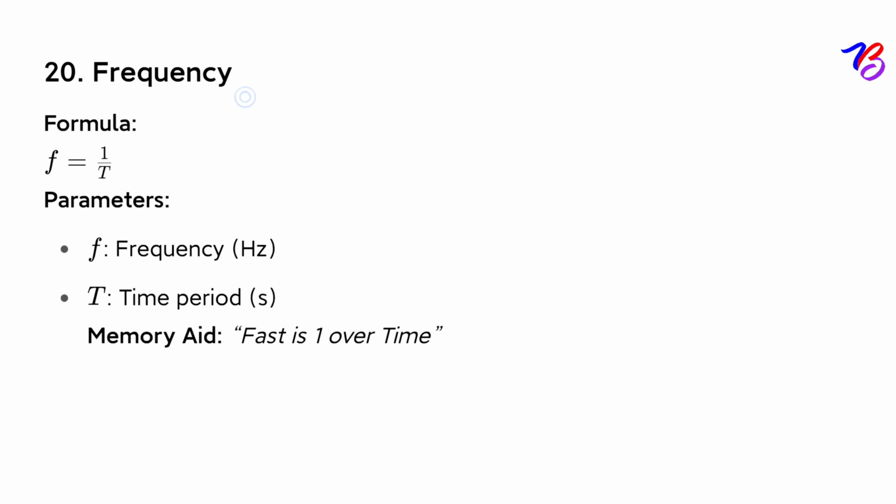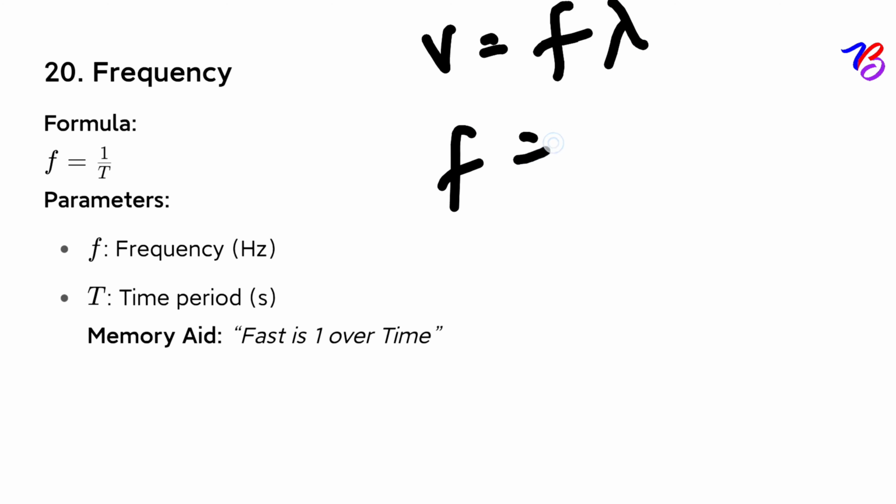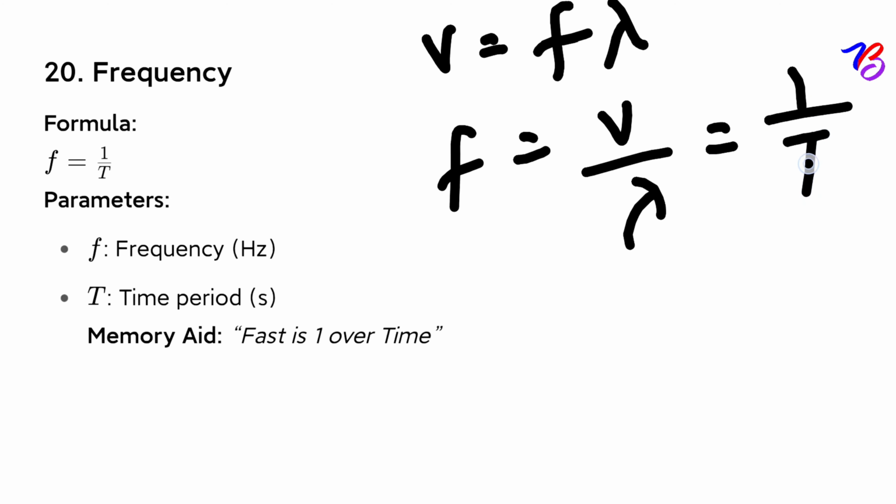Number 20, frequency. Of course, I've captured this earlier, but you should know that F is equal to 1 over T, and T is our time, which is time period in second. Then F is the frequency in hertz. Memory aid, fast is 1 over time. Then we know that V is equal to F lambda, right? Then F is equal to V over lambda. Take note of this, and this is the same thing as 1 over T.